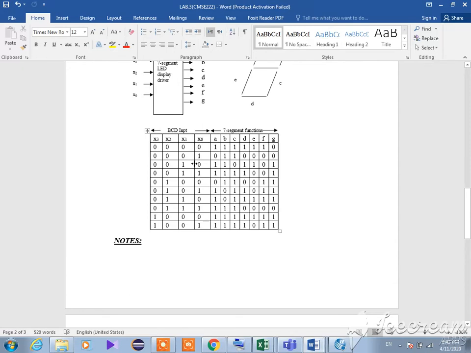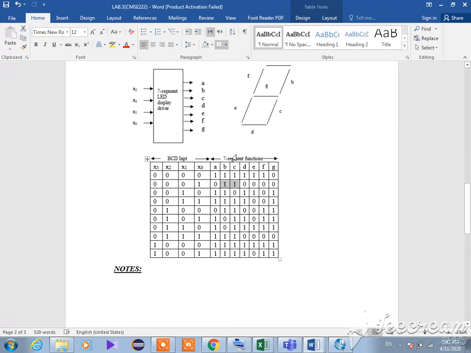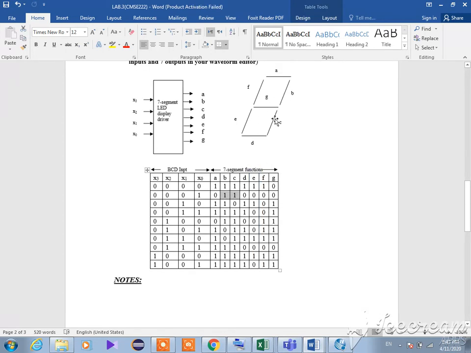For example, here, if your input is 0, 0, 0, and 1, it stands for number 1. Okay, so these two, B and C, should be 1. If B and C are 1, it means that all the others, 1, 2, 3, 4, and 6, will be 0. It means that you have just this line and this line, so you can see number 1 on your screen.